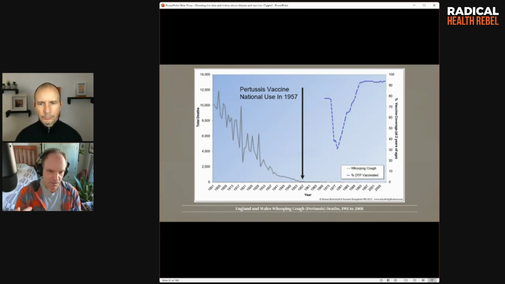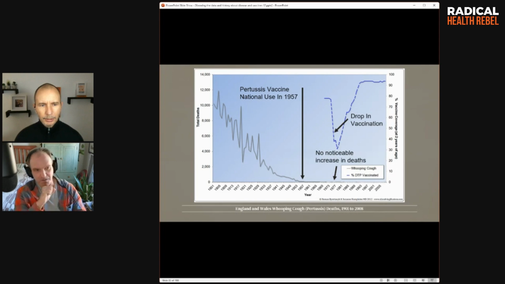And this is what they had, a DTP scare in the 70s, and we have a big drop in vaccination rate. The right-hand y-axis shows you percent of vaccination coverage, and it plummeted down to 30%. Panic ensued in the medical profession. They got that back up to over 90% coverage. But what you'll notice is there's no real difference in death rate. Yeah. And not everybody started coughing in the streets, coughing up blood, and everybody's dying, and nothing happened.